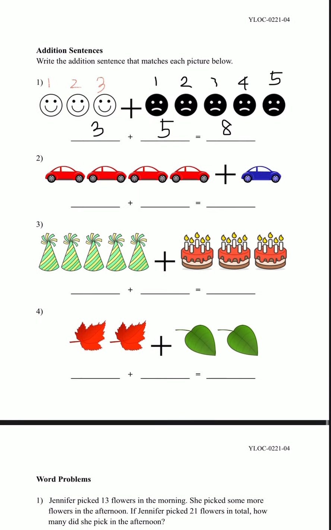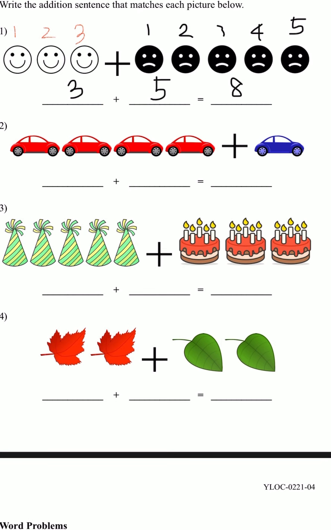Let's try number 3. We're going to count how many birthday hats there are. So 1, 2, 3, 4, 5. 5 birthday hats, and 1, 2, 3, 3 cakes. So 5 plus 3 is 8. And if you look at it, it's the same answer as number 1 because 3 plus 5, or 5 plus 3, equals 8, okay?